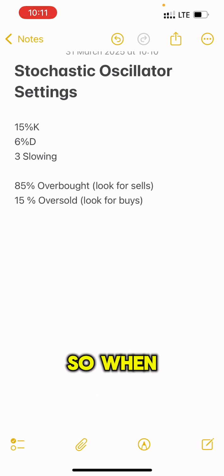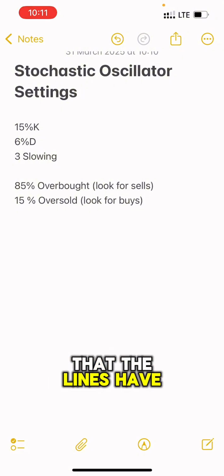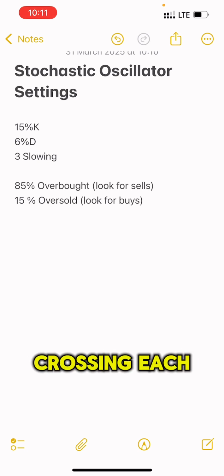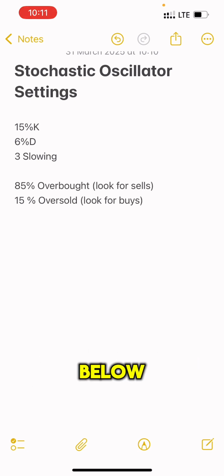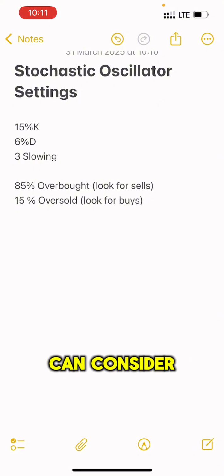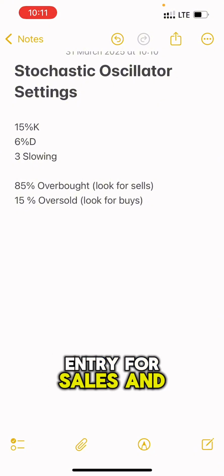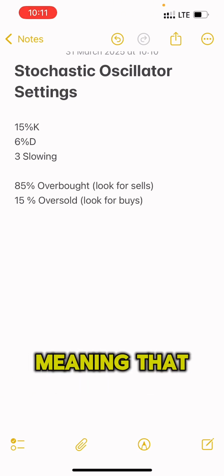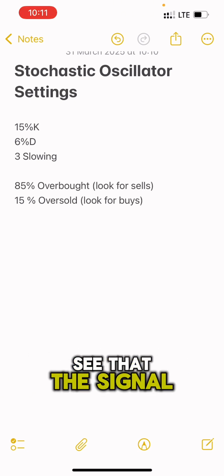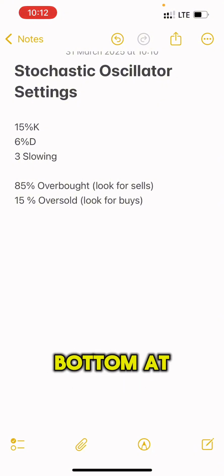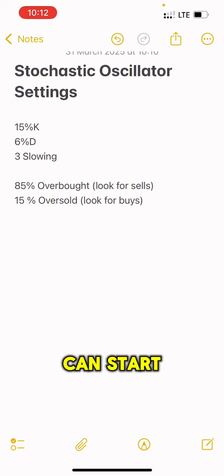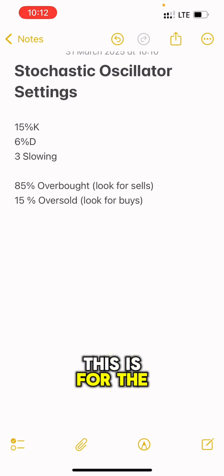Remember this. When you see that the lines have gone above the 85% and they are moving downwards, crossing each other, facing below, now going to the oversold, this is when we can consider that it's a good entry for sales, and vice versa for buys. Vice versa, meaning that when you see that the signal line right down at the bottom at the 15% is crossing, moving upwards, then we can start looking for buys. This is for the stochastic oscillator.